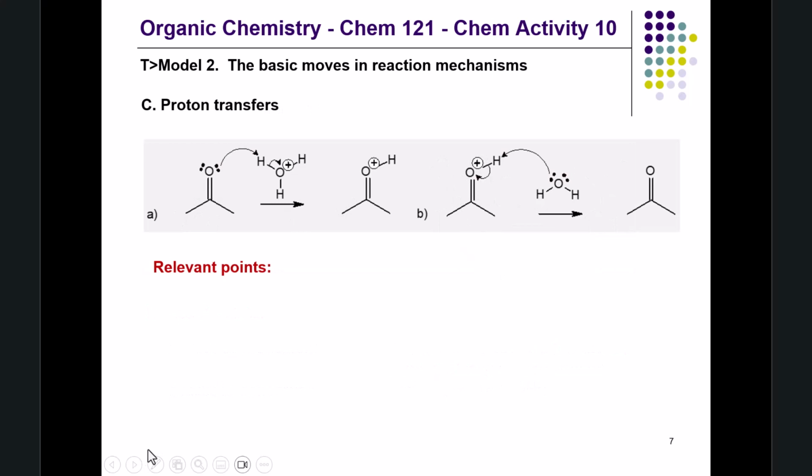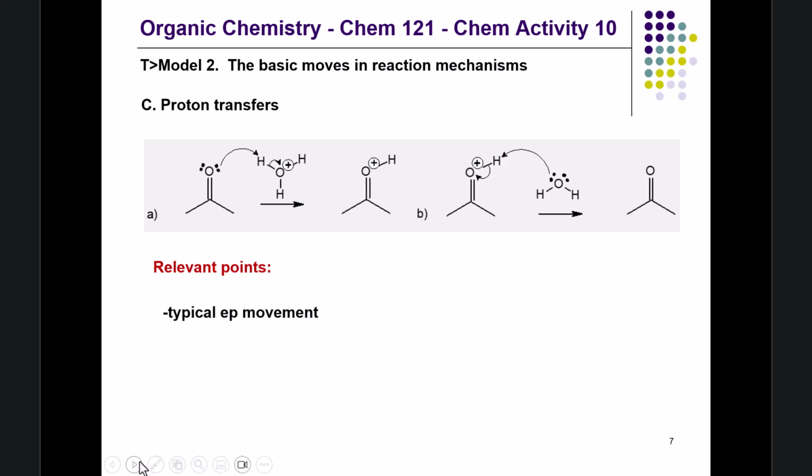The third and the last of the basic moves in reaction mechanisms is the proton transfer. Now the proton transfer looks a lot like nucleophile attacking electrophile. In many ways it is, except the electrophile must be a proton. So on the left-hand side you see the lone pair of electrons on the oxygen picking up a proton from the hydronium ion. And so connected to that, I'm going to mention the relevant points.